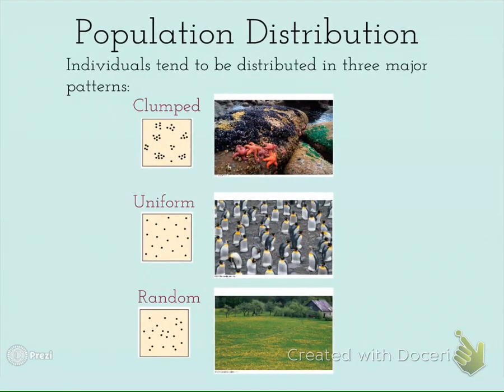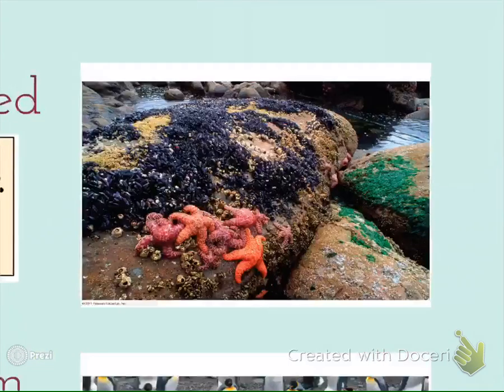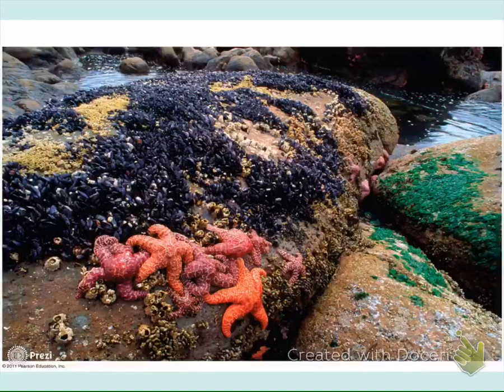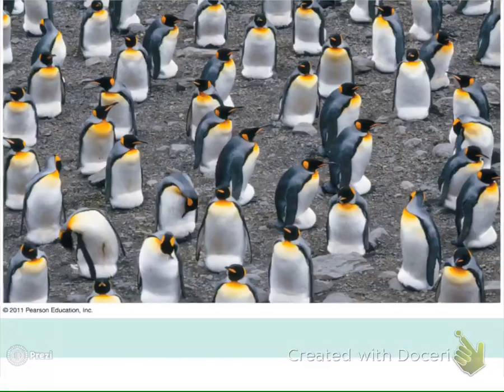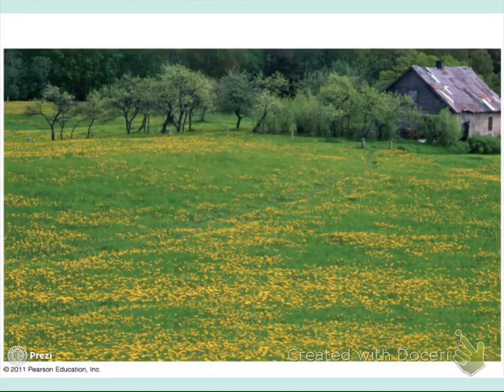And that's because populations are distributed basically in three different ways. They can be clumped together, they can be kind of a uniform distribution, or they can be random. And so you can see these starfish in this picture are clumped together. You can see that the penguins here kind of have a uniform distribution. And you can see these wildflowers in this field are just random.